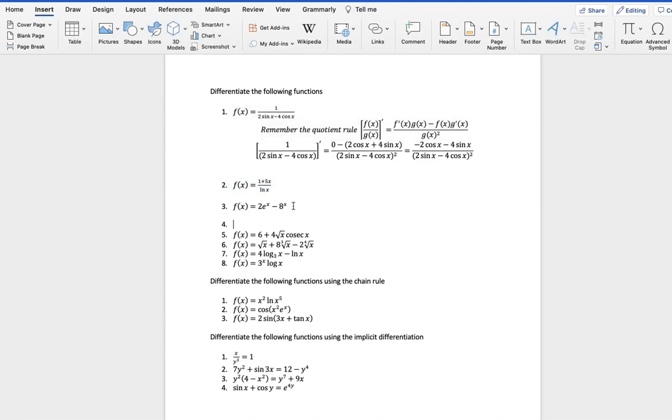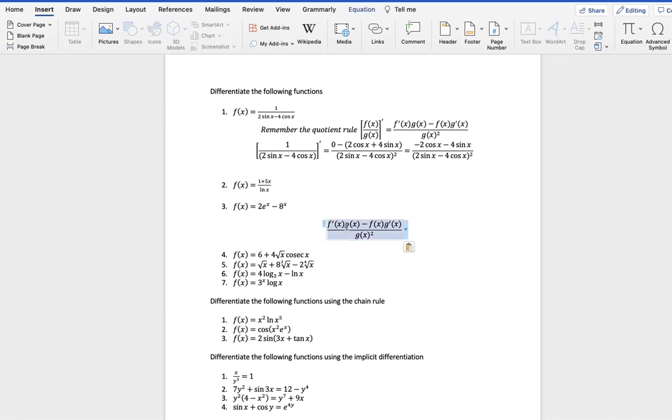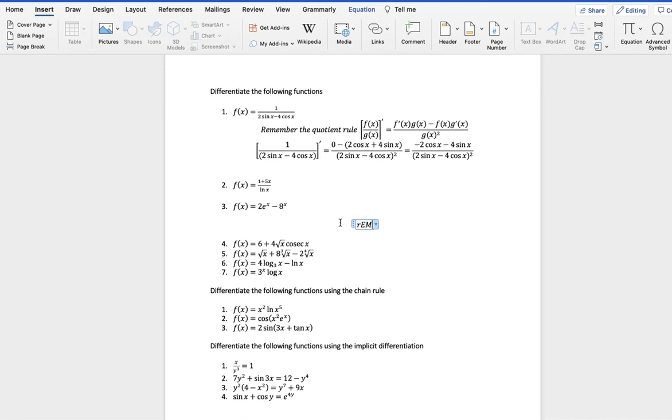So let's choose one that we haven't done, which is the third one. So here we're trying to find the derivative of f of x, which is equal to 2e to the x minus 8 to the x. And here we'll remember the expression that tells us, it's sort of a general rule as well.